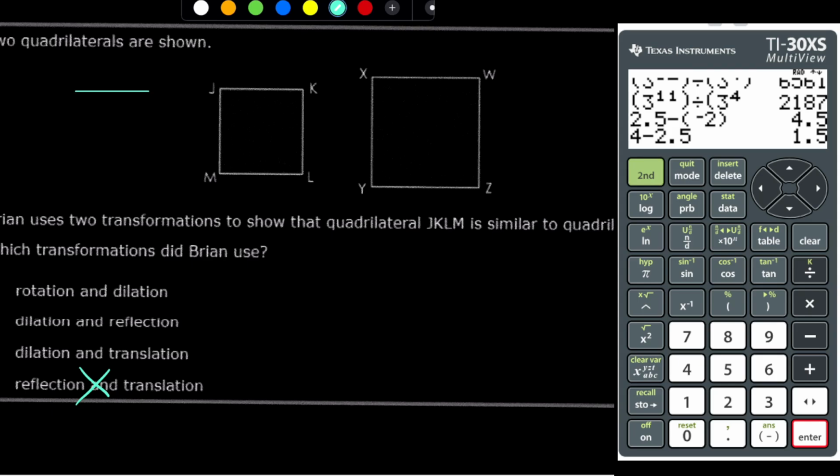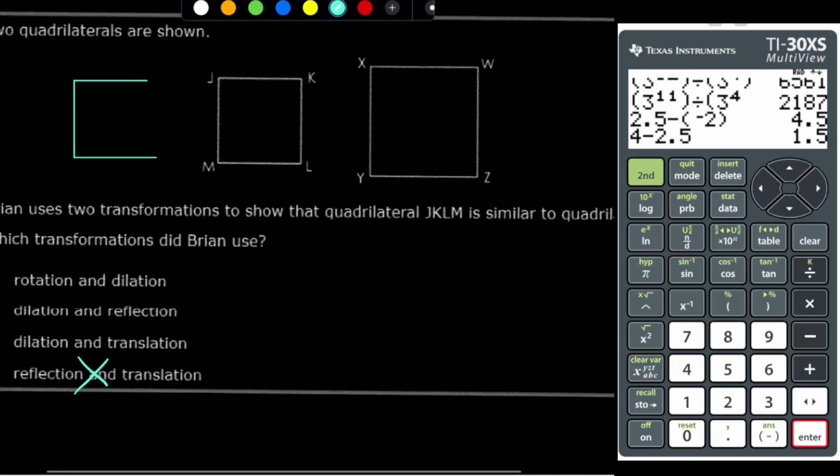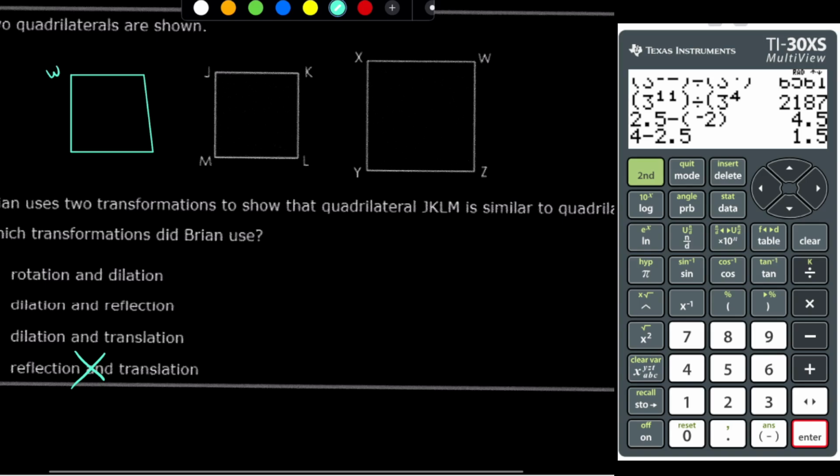So what I would do now is I would draw the new quadrilateral, WXYZ, without any transformations on it. So remember I said that it has to stay in the order. J goes with W. K goes with X. L goes with Y. M goes with Z. Okay? And you have to be able to picture how this would look. Okay? So let's look at our choices.